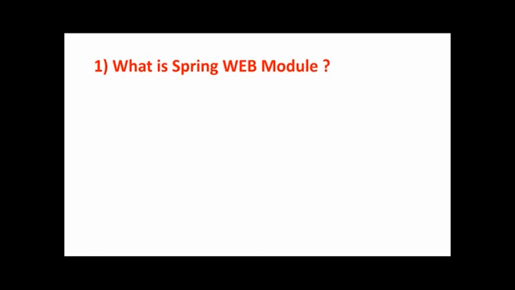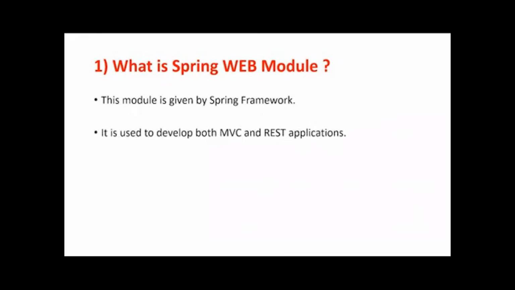What is the Spring Web module? This is a module given by the Spring Framework, like other modules such as Spring Core, Spring Data, and all. If you want to implement MVC based applications, web applications, or RESTful web service applications, we are going to use this module. This module is completely implemented using HTTP protocol standards, like GET, POST, PUT, DELETE operations, response status codes and all.